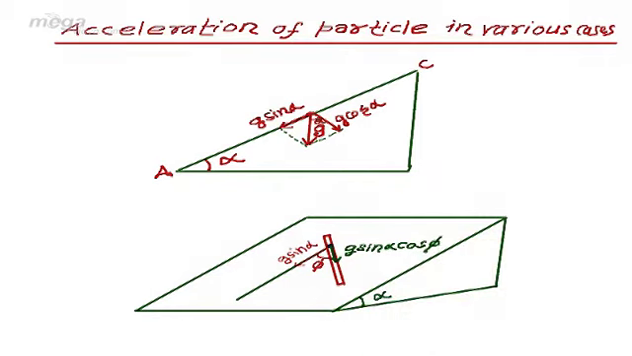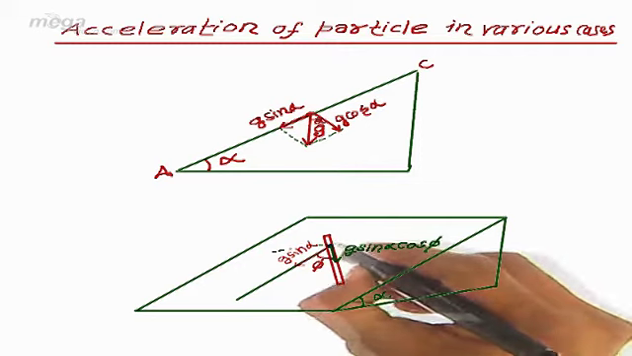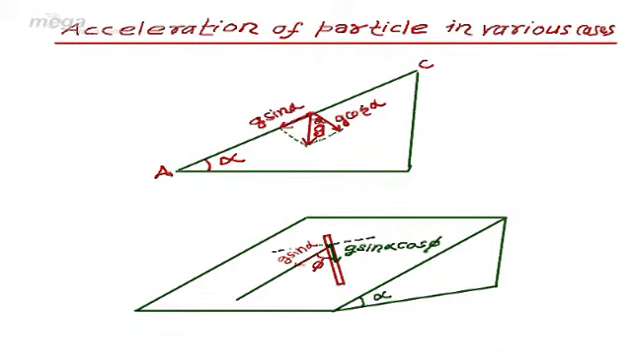The other component of g sin alpha perpendicular to this groove will not contribute to the motion of the particle, so we have neglected it. We just take the acceleration of the particle along the groove to be g sin alpha into cos phi. I think you got it, because this is a very confusing situation, and by taking this component we can easily solve such problems in which a particle is sliding inside a frictionless groove.